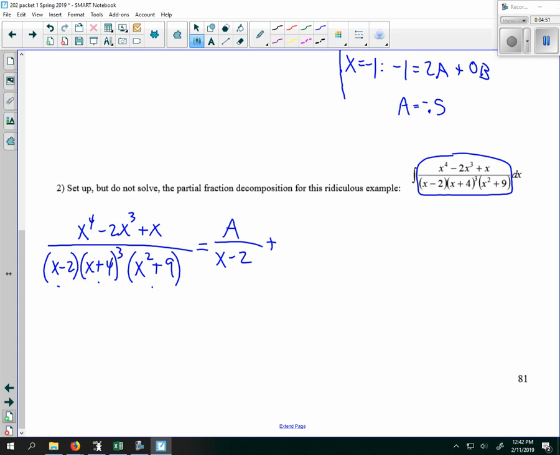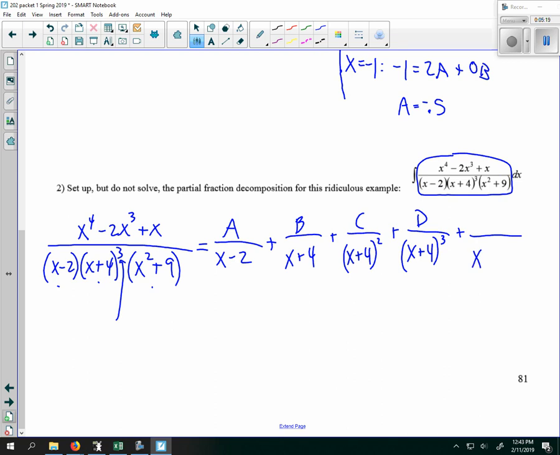For a repeated linear factor, you have to put a constant over the linear factor, plus a constant over the linear factor squared, plus a constant over the linear factor cubed. And you would keep doing that until you hit whatever the exponent is on that linear factor. And then for the irreducible quadratic, you have a fraction with the irreducible quadratic as the denominator and a linear factor on top, ex plus f.